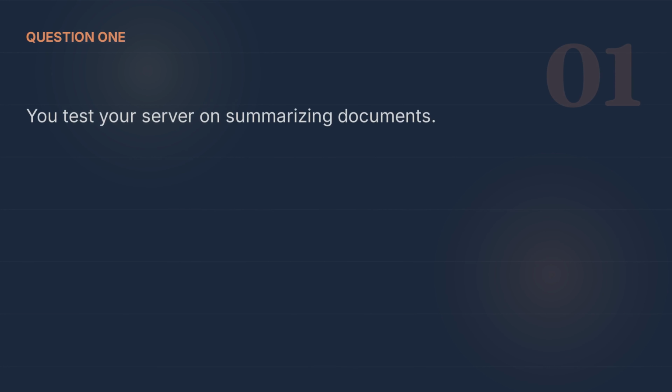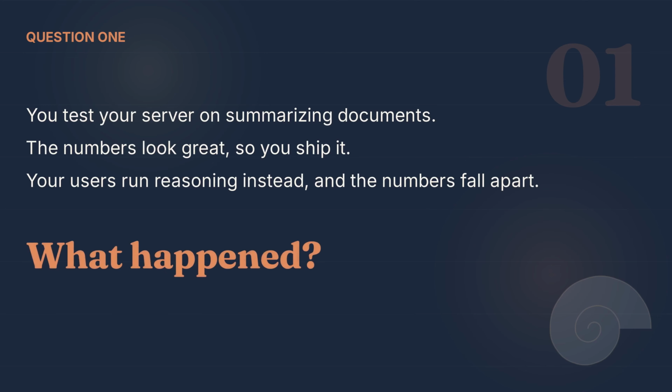Question 1. You test your server on summarizing documents, the numbers look great, so you ship it. Then your users start using it for reasoning instead, for long step-by-step answers, and your numbers fall apart. What happened?